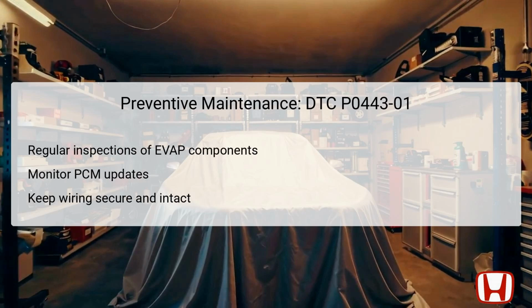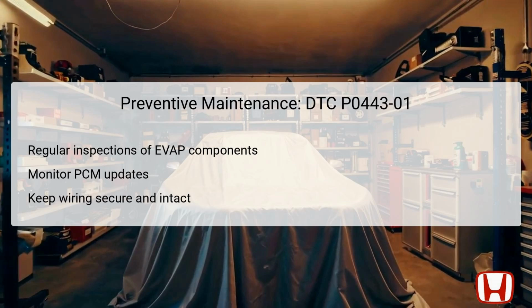To prevent recurring issues related to DTC P0443-01, it's essential to establish a routine preventive maintenance schedule for the EVAP system and its components. Regular inspections of the Evaporative Canister Purge valve, hoses, and related wiring can help detect weaknesses early before they develop into significant problems. Furthermore, staying updated with any software or firmware updates regarding the PCM ensures that it operates efficiently and accurately.